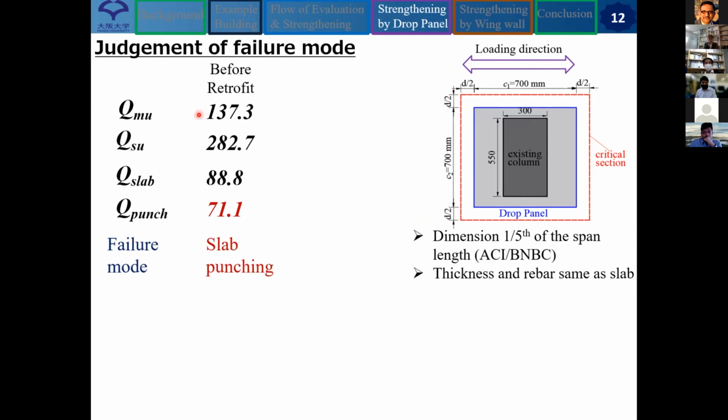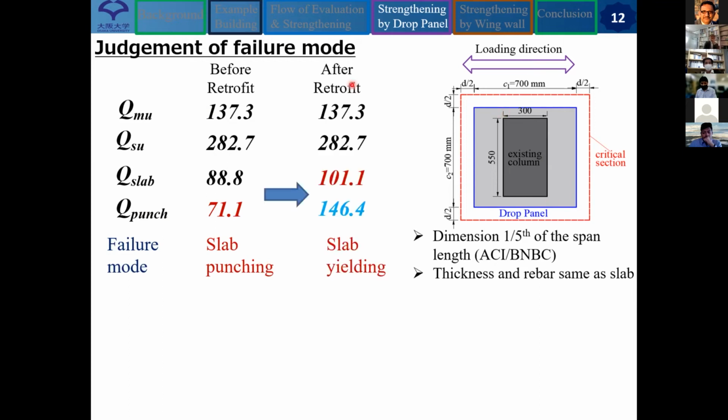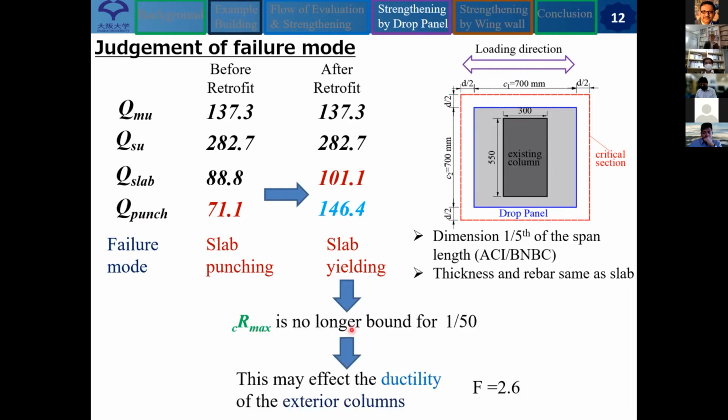Before retrofitting, we found a total of 4 types of failure mode for interior columns, and punching shear failure was found to be dominant. So slab punching will occur. After retrofitting using the drop panel, what happened? The failure mode changes from slab punching to slab yielding. As a result, we can say the shear max is no longer bound at 1/50.